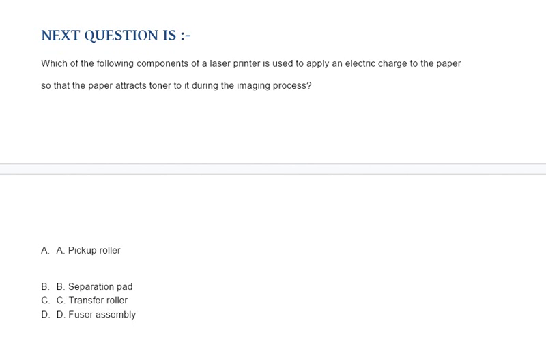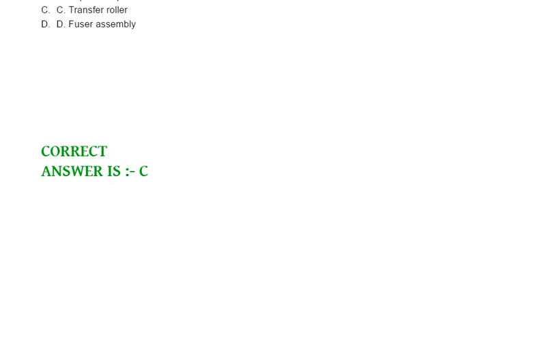Next question is, which of the following components of a laser printer is used to apply an electric charge to the paper so the paper attracts toner to it during the imaging process? Option A, pickup roller. Option B, separation pad. Option C, transfer roller. Option D, fuser assembly. Correct answer is option C.